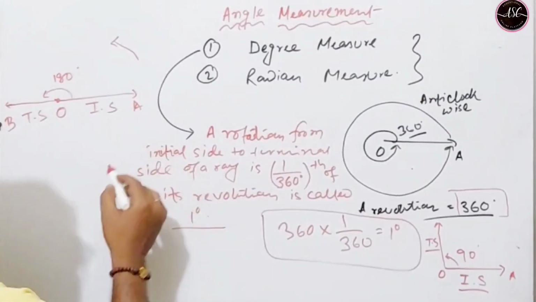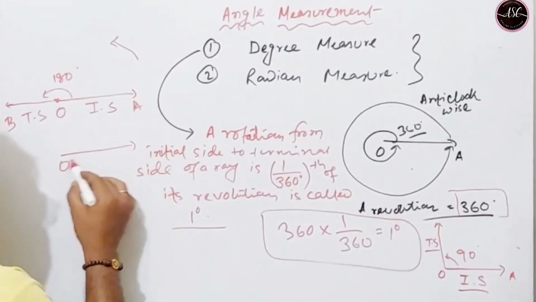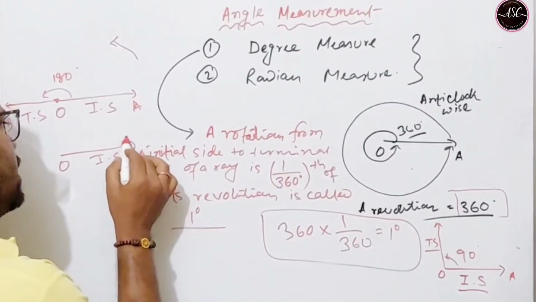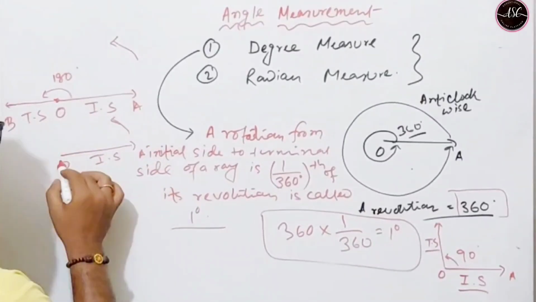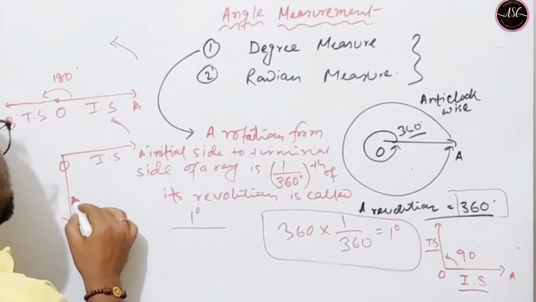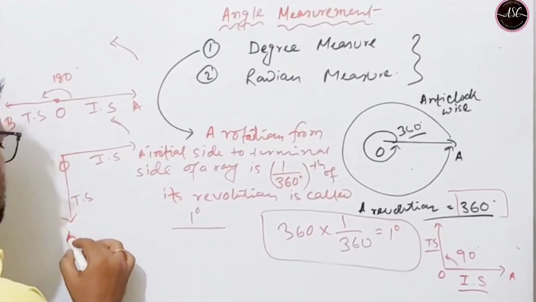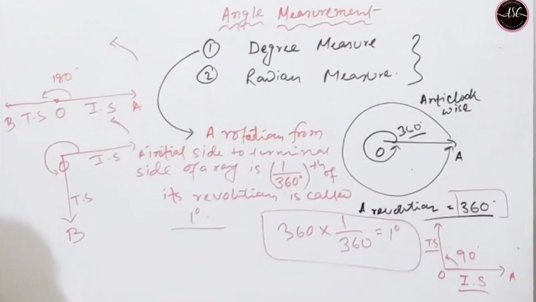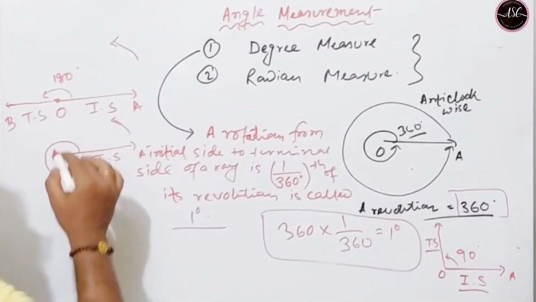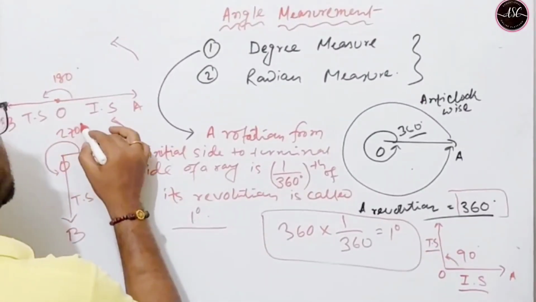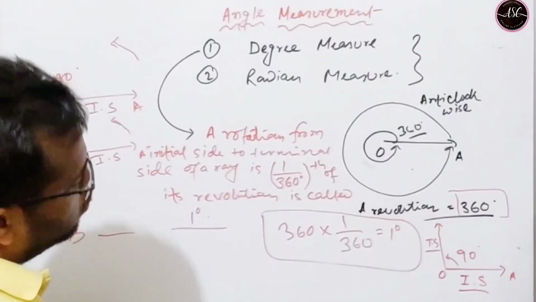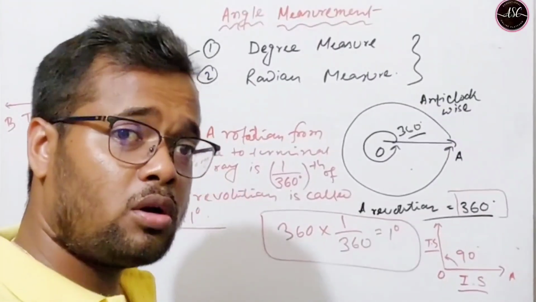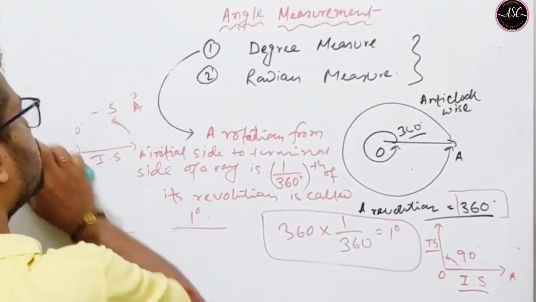If OA is the ray and this is the initial side and it rotates anti-clockwise and the terminal side is in this position, that means OB, then the angle between the initial side and terminal side will be 270 degrees. Okay. So far we only got degree, and there are two more concepts. Now look into this concept.